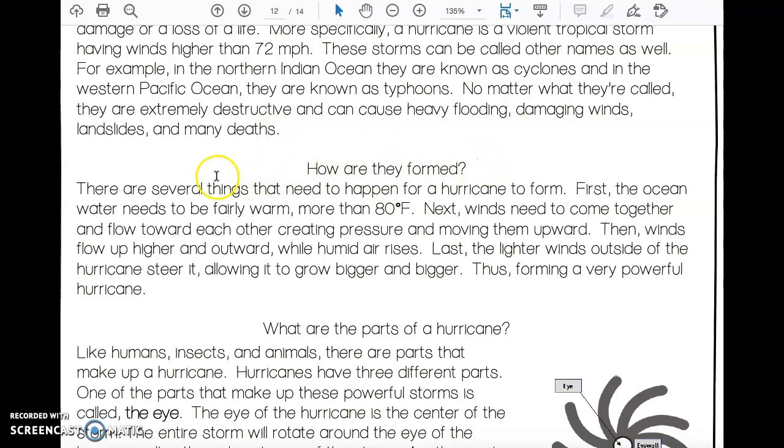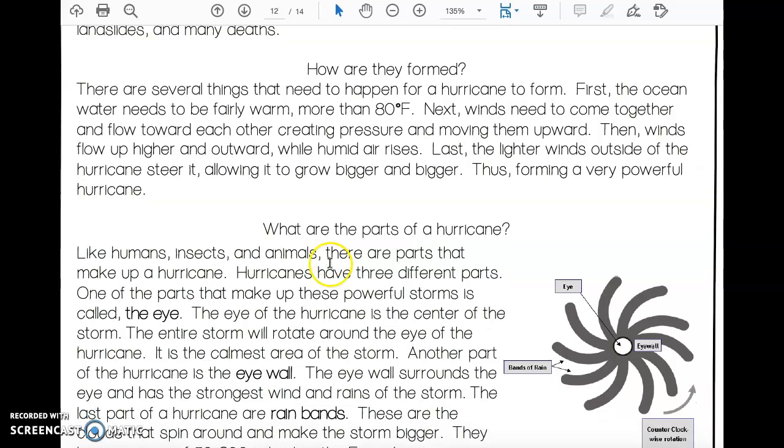Another heading. There are several things that need to happen for a hurricane to form. First, the ocean water needs to be fairly warm, more than 80 degrees Fahrenheit. Next, winds need to come together and flow toward each other, creating pressure and moving them upward. Then, winds flow up, higher, and outward while humid air rises. Last, the lighter winds outside of the hurricane steer it, allowing it to grow bigger and bigger, thus forming a very powerful hurricane. A lot of transition words in this paragraph. First, next, then, last, and thus.